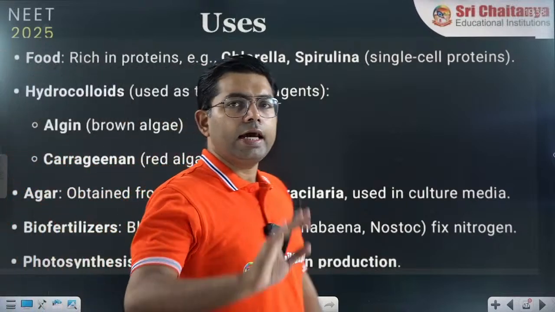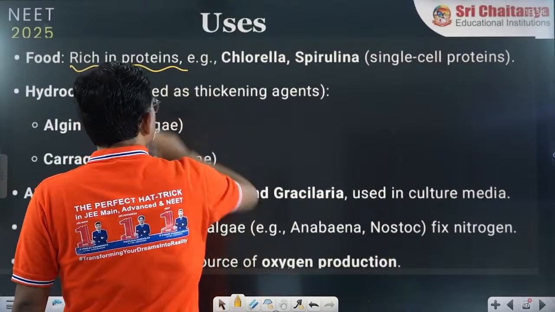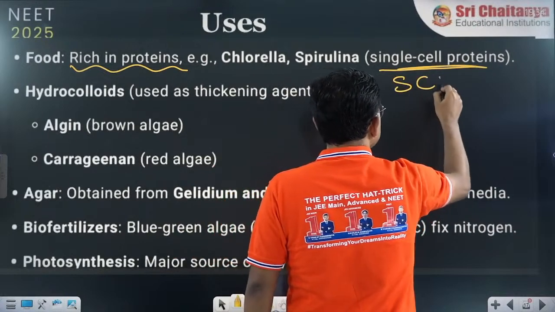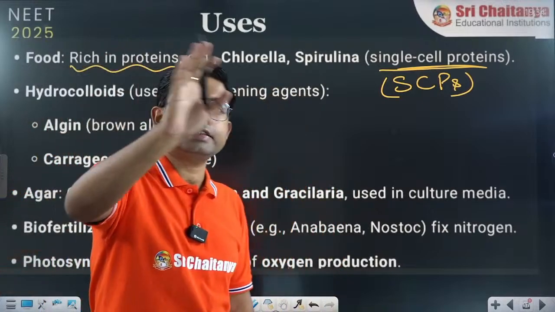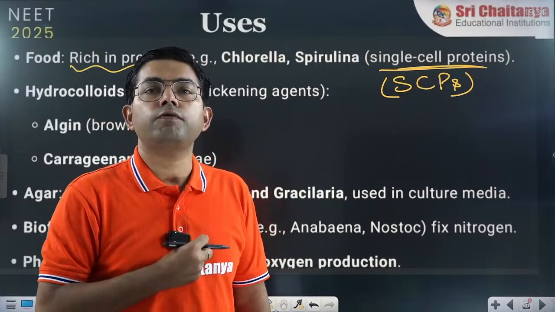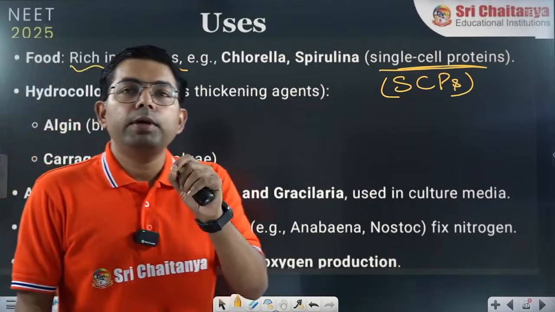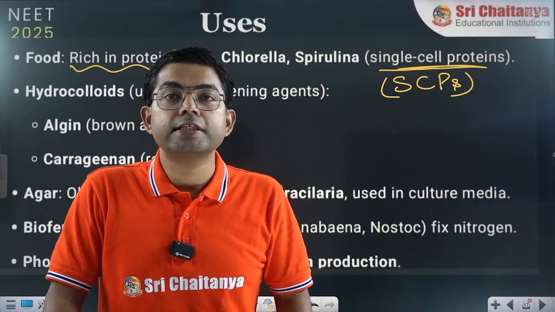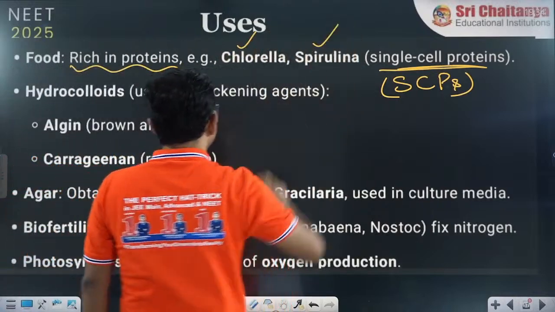Finally, the uses. There are several uses of algae. They are rich in protein, so they are used as food. Single cell protein, SCPs. In zoology you will study what SCPs are, or I guess it is now deleted from the portion. Single cell protein is consumed as food. So if I ask you, can algae be consumed as food? The answer will be yes, they can be consumed as food. Then you will say, give some examples. The examples are Chlorella and Spirulina.